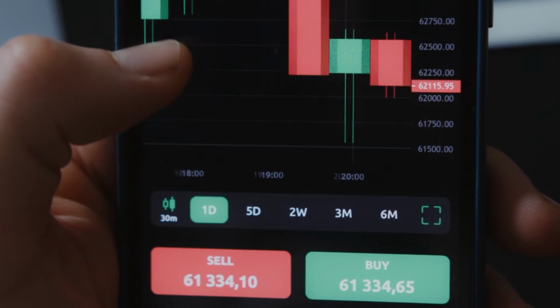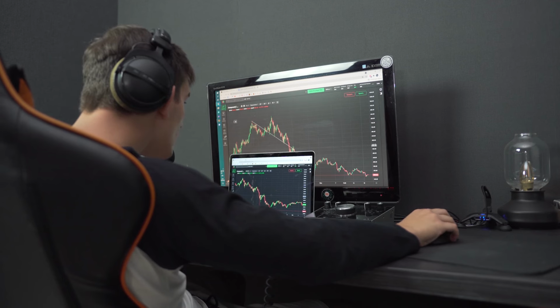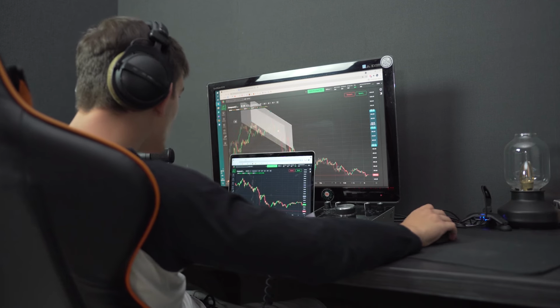If the stock price doesn't fall below the strike price, the put option will expire worthless, and you lose the premium you paid to buy the option.